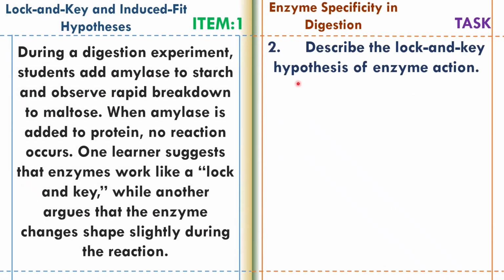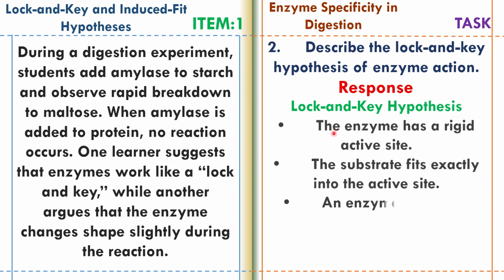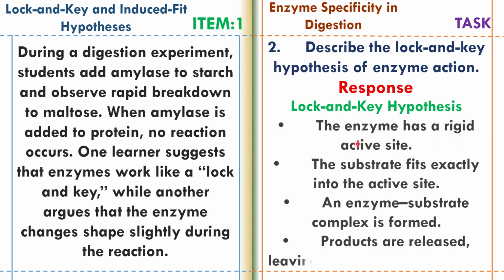Describe the lock and key hypothesis of enzyme action. Lock and key hypothesis. The enzyme has a rigid active site. The substrate fits exactly into the active site. An enzyme substrate complex is formed. Products are released, leaving the enzyme unchanged.